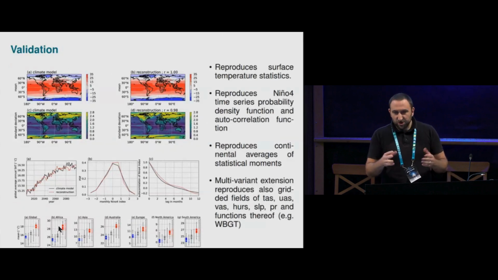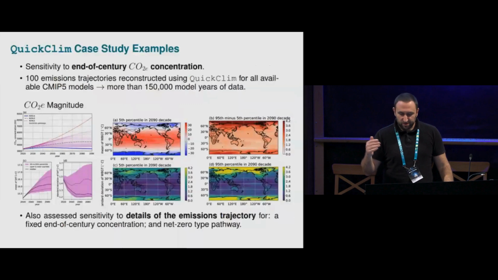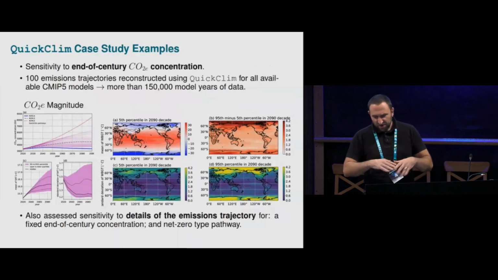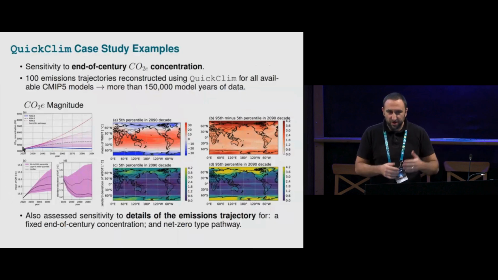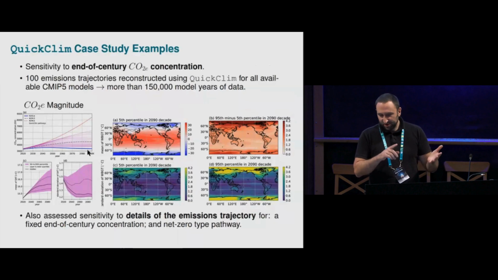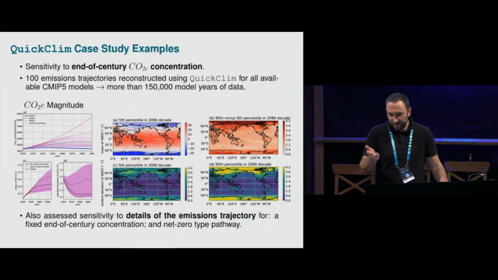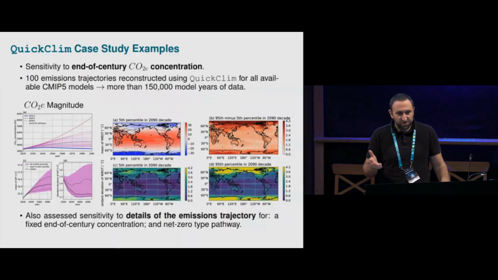So now that we've got this approach and we can generate these reconstructions really fast, we can do many of these emissions pathways. So here we've got 100 different magenta lines, so 100 different emissions pathways. We have 15 CMIP models for each pathway, and so we've reconstructed 100 pathways by 15 models by 100 years, so it's about 150,000 model years of data, which we can do in an hour on a laptop.